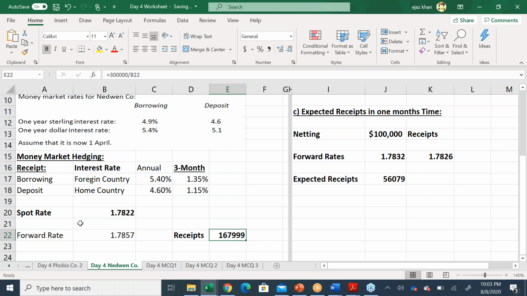Yes, in case of payment, the sequence will be reversed. The borrowing rate should be for the home country and the deposit rate should be for the foreign country, and everything else will remain the same. And the spot rate is also going to change. The spot rate will be the lower one then.